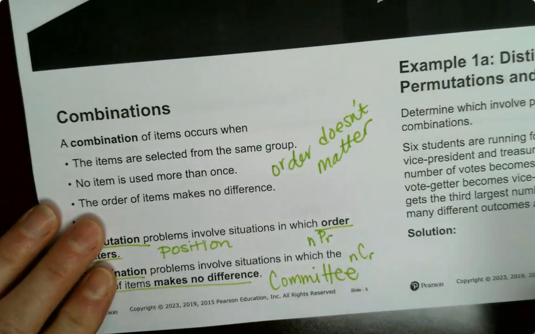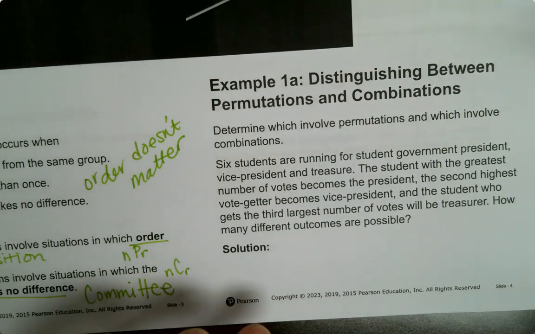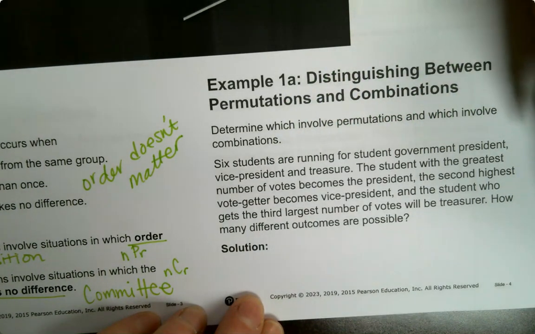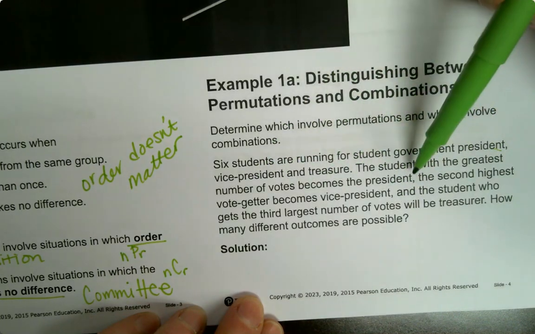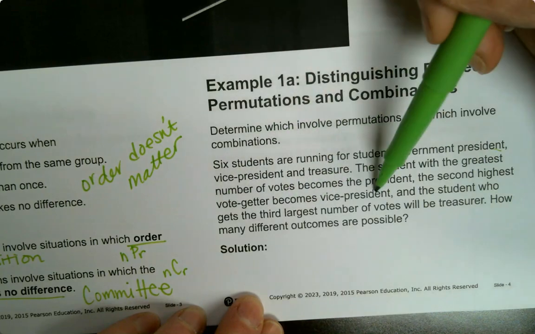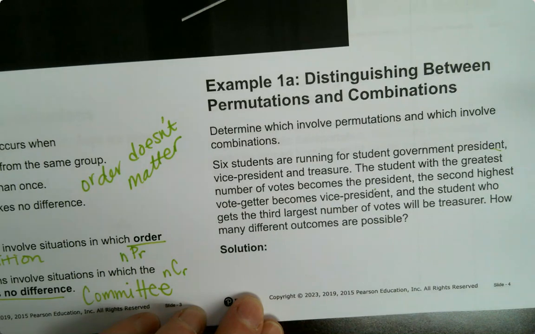So let's answer these questions involving permutations or combinations. You have to decide which one it is. 6 students are running for student government president, vice president, and treasurer. The student with the greatest number of votes becomes president. Second highest gets vice president. Third highest gets treasurer. How many different outcomes are possible?